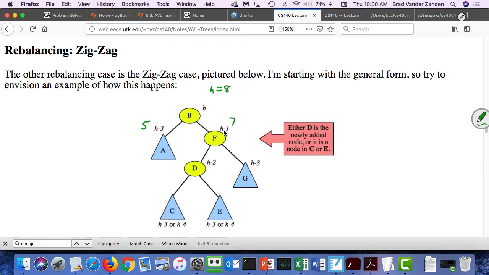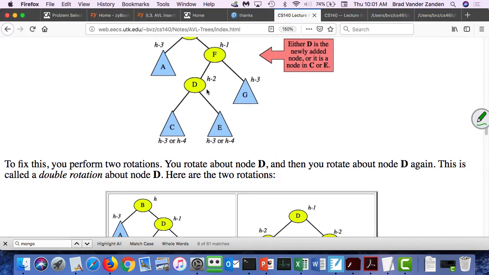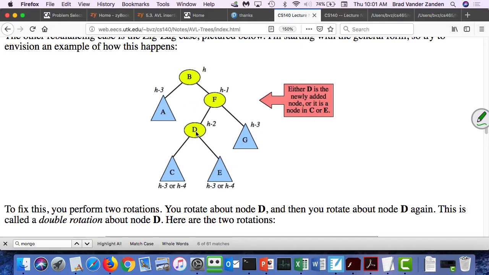Okay? So to rebalance, what we're going to do is a double rotate about whichever node actually caused the issue. So in this case, we're double rotating about the grandchild of B, and that grandchild is D. So F is going to come down and become the right child of D. B is going to come down and become the left child of D. Now you can see there's an issue. Obviously, D already has two children. So C and E are going to become orphans, and they're going to have to be adopted by the two nodes that are becoming the children.